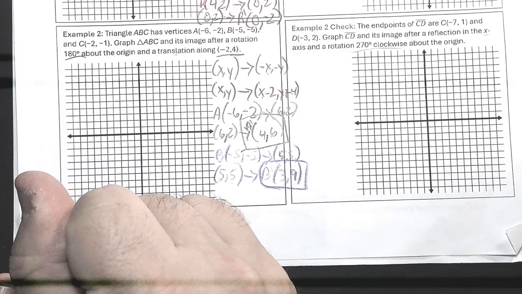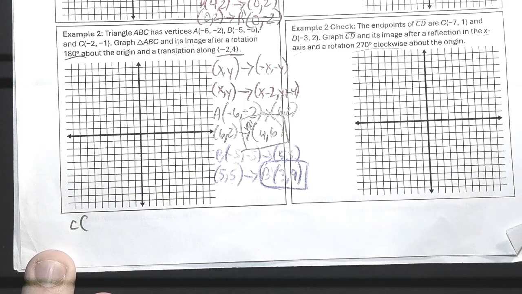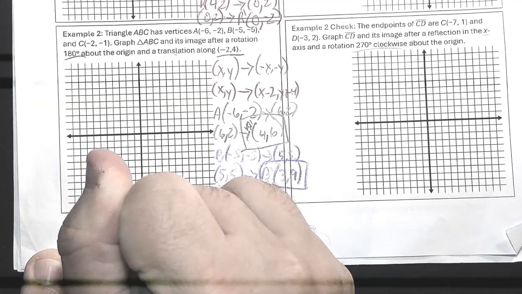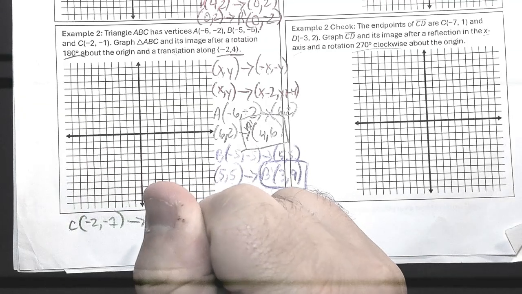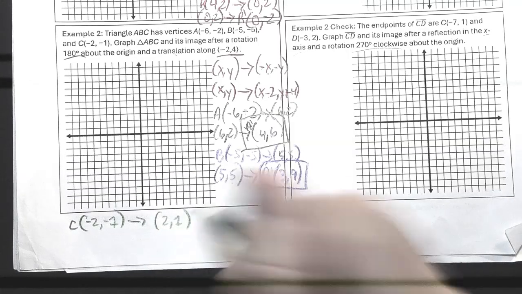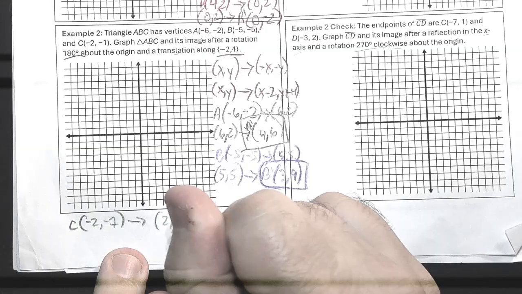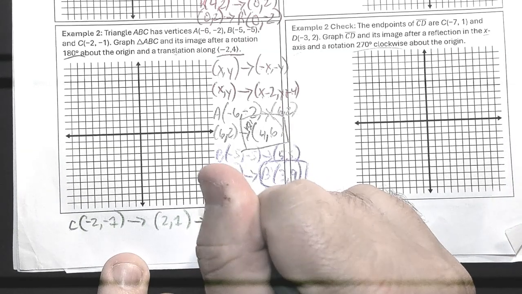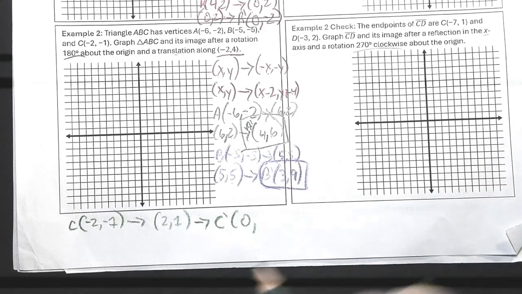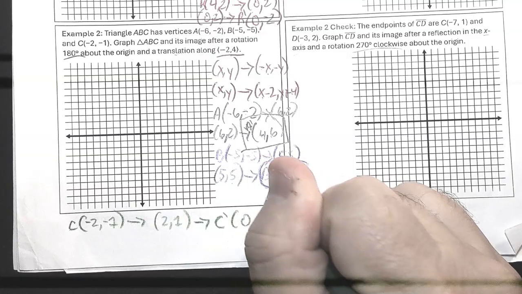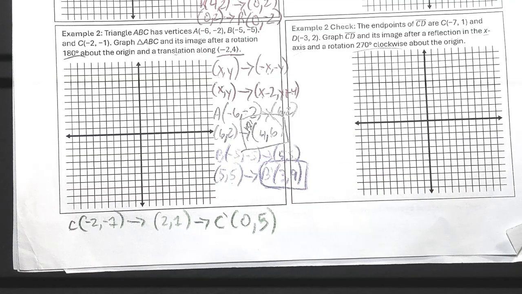C. -2, -1. So your -x comma -y would be +2, +1. All right, then 2 minus 2 is 0. 1 plus 4 is 5. Yeah, I'm just checking my stuff. All right, so let's graph these people.